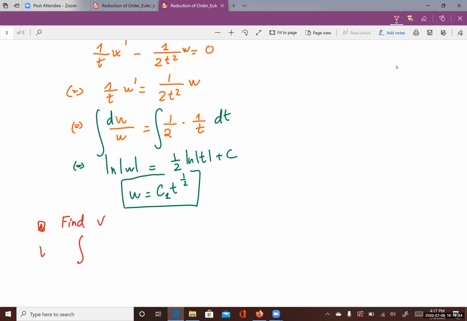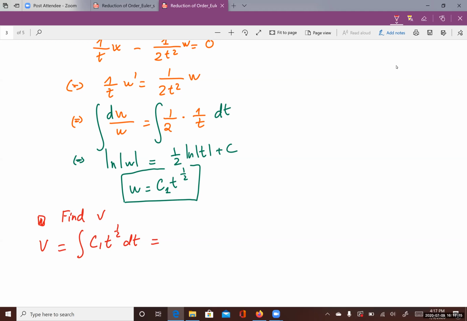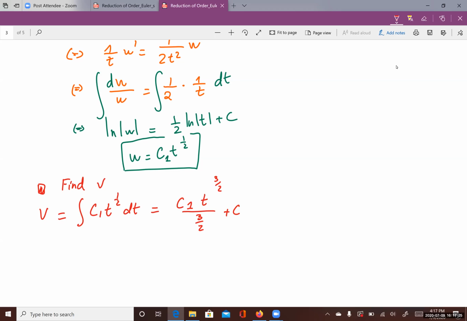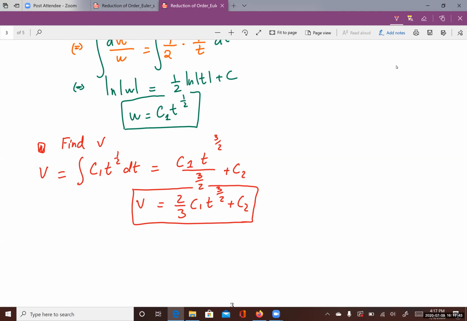by integrating. So v equals the integral of c1 t to the 1/2 dt. And that's gonna give me c1 t to the 3/2 over 3/2 plus c, okay? And if I want to simplify it, it's just gonna be 2/3 c1 t to the 3/2 plus c2. Well, let's give it another constant. All right, so I have v, then, oh, I'm almost there, right?